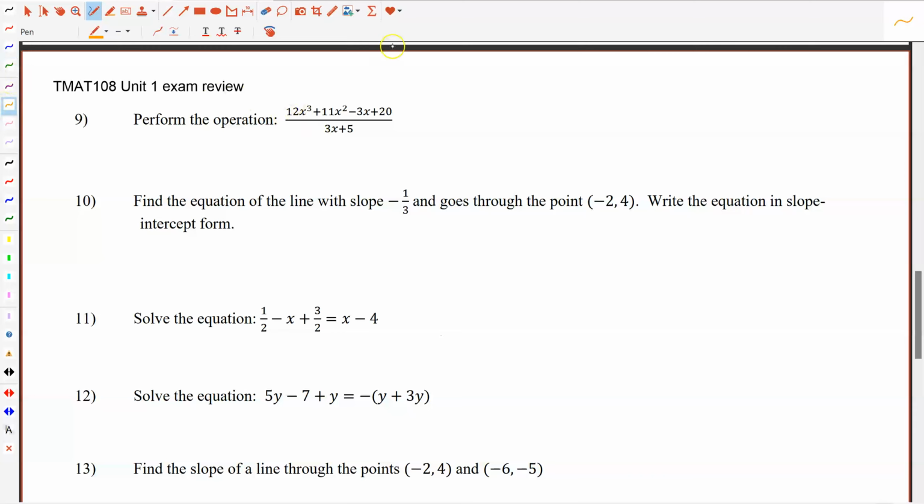One of the things to notice is that the operation going on here is division, but the thing we're dividing by is not a monomial. Specifically, this is a binomial. So we can't break this up into a series of separate fractions and simplify them piece by piece. Because that is not a monomial, in order to do this division, we're going to need to use long division.